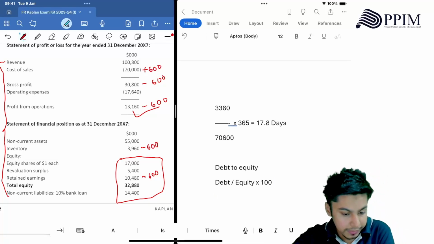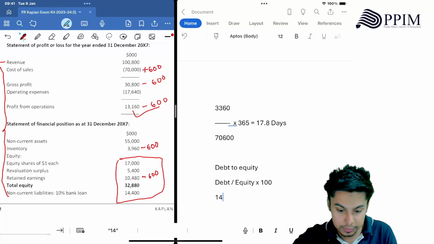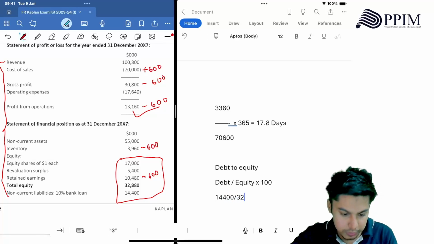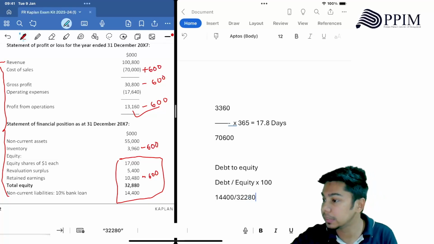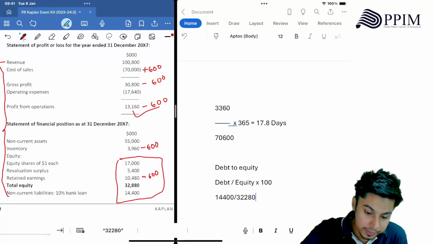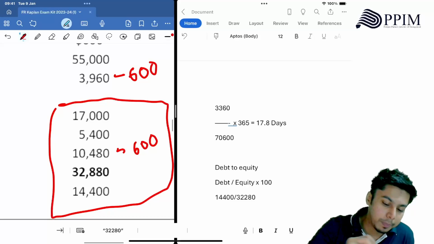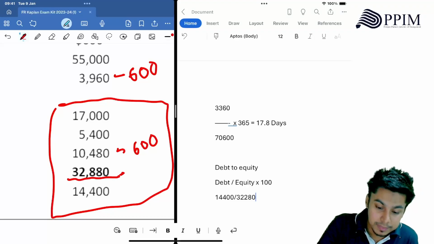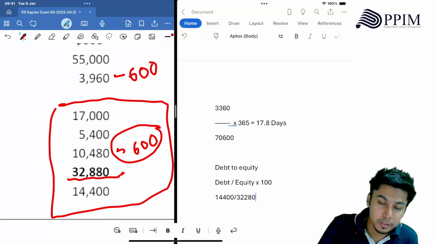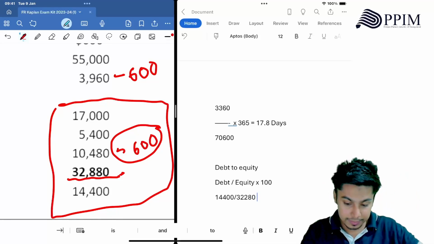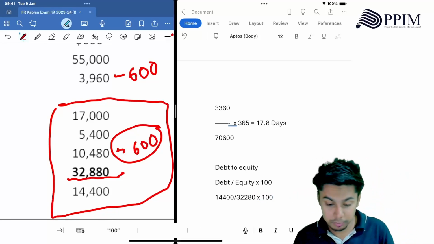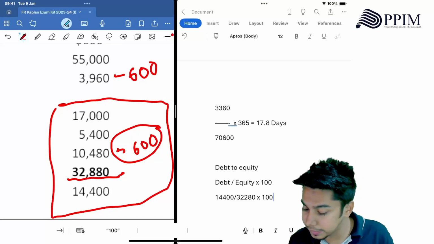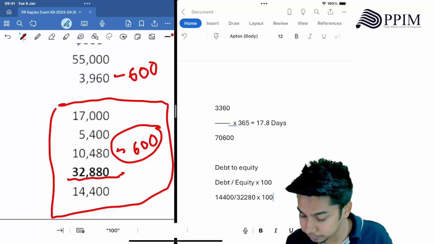Debt capital. So debt capital is non-current liability 14,400. Equity capital, guys, should be 32,280. How 32,280? On the paper, they are telling equity is 32,880, but then I am deducting 600 from that. So therefore 32,280, and that into 100. So my answer will be 14,400 divided by 32,280, into 100.